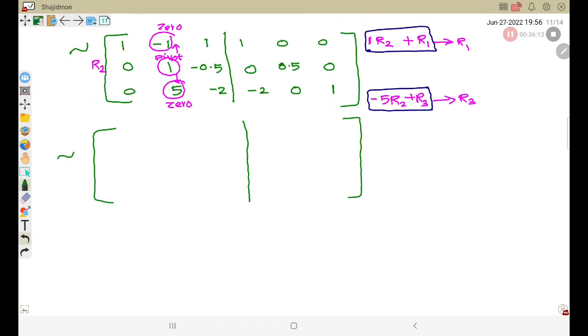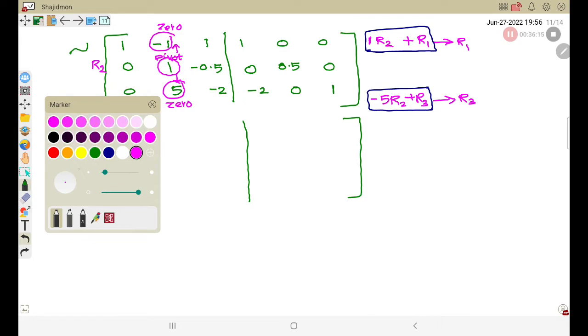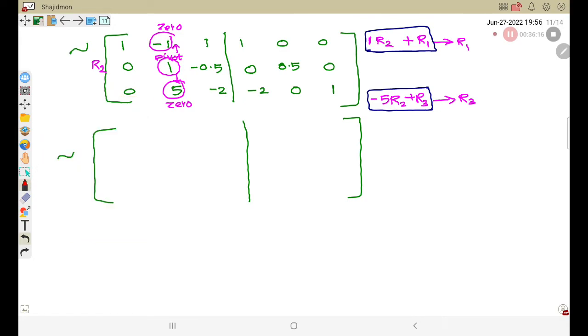Okay, so we can write here. First row becomes 1, 0, 0.5 and 1, 0.5 and 0. Okay. Second row, there is no change. We can write the same: 0, 1, minus 0.5, 0, 0.5 and 0.